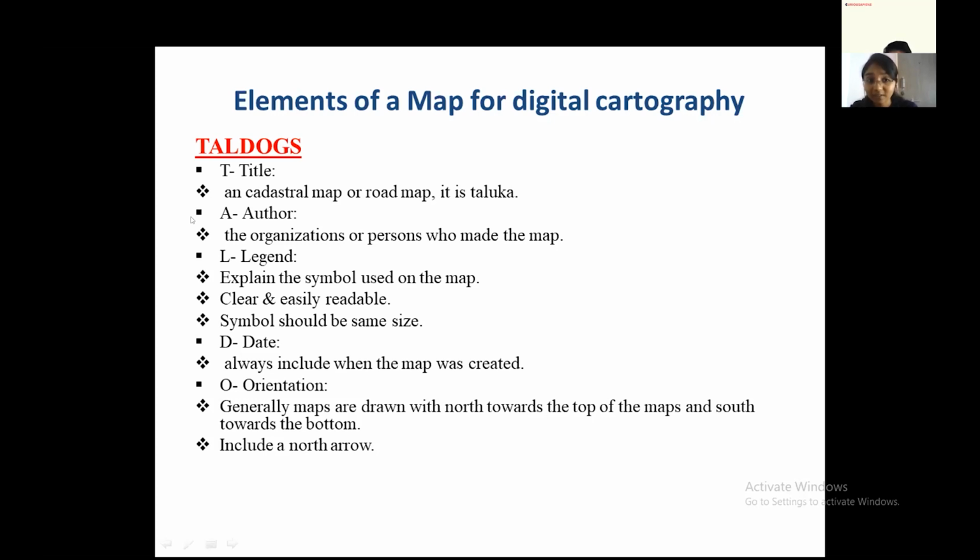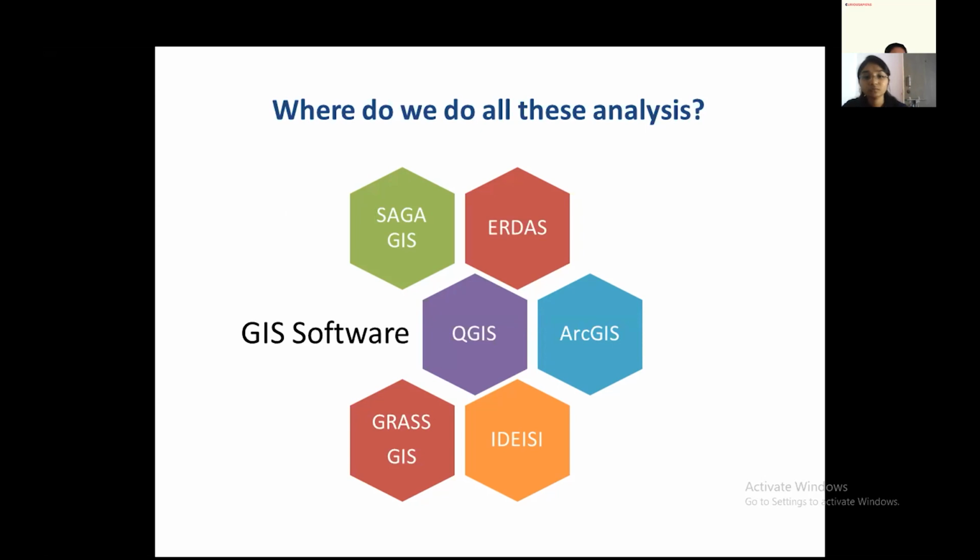So a map should have a title, a author name, and a legend. Legend is when you create a map and you decide which symbol is there for which feature. I'll show you a map in which you can see the legend. Then it should be clearly readable, easily, everything. This is just a normal thing. Then you have to have a date of creation of that map, so that if you want to do change analysis or time series analysis, you can keep track of it. Orientation means whether it's northward or southward. Mostly we make maps northward, so we have to keep a north arrow in the map.